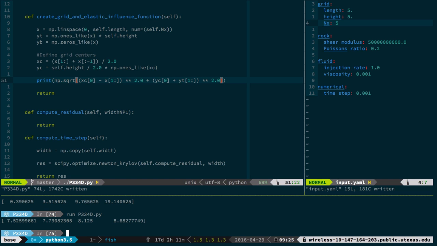I get that. Now here's where things get kind of cool. This is a really cool feature of NumPy. Honestly, I'm sure there's a way to do it, but I don't know how to do it in MATLAB off the top of my head. What I'm about to do.